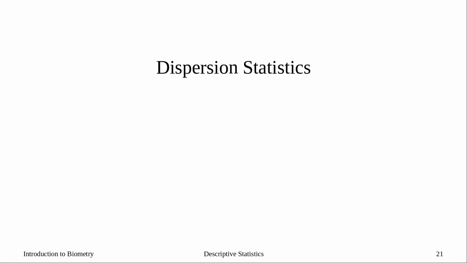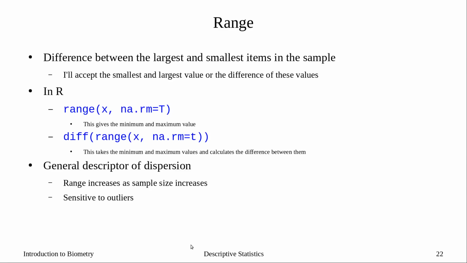So you saw how we have some descriptive statistics that describe central tendency. We also have statistics that describe the dispersion or the spread of the data. The first measure is the range. The range is simply the difference between the largest value in the dataset and the smallest value in our dataset.